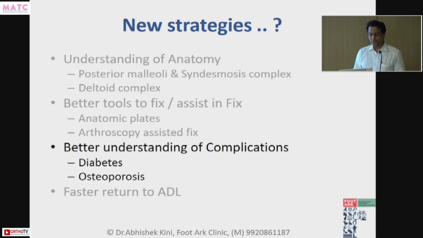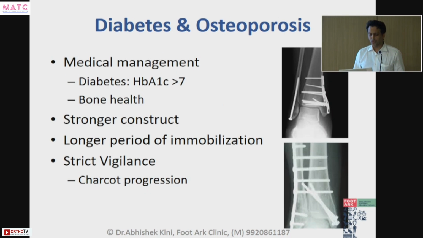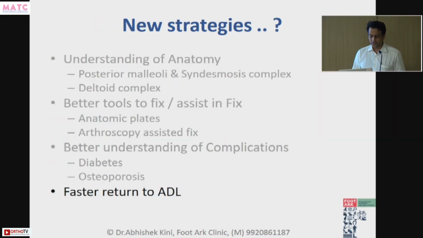Better understanding of complicating factors like diabetes and osteoporosis. Again, you need a stronger construct, a longer period of immobilization, and strict vigilance to make sure that it doesn't progress to a Charcot. So you need what we call pro-tibia transfibular screws. Pro-tibia screws, you put more screws, you give it a more rigid construct and don't allow it to progress to Charcot. Faster return to activities of daily living.